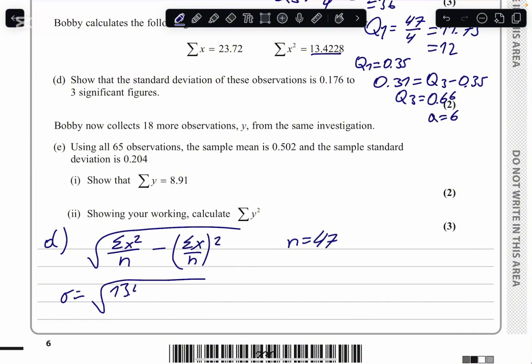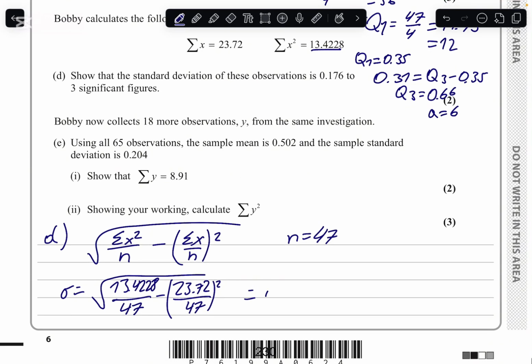So 13.4228 over n, which is 47, minus Σx, which is 23.72, over n, which is 47, all squared, equals 0.1755, which is equal to 0.176 to 3 significant figures.